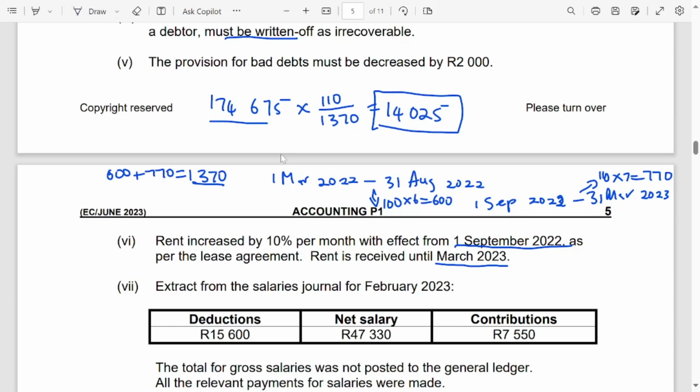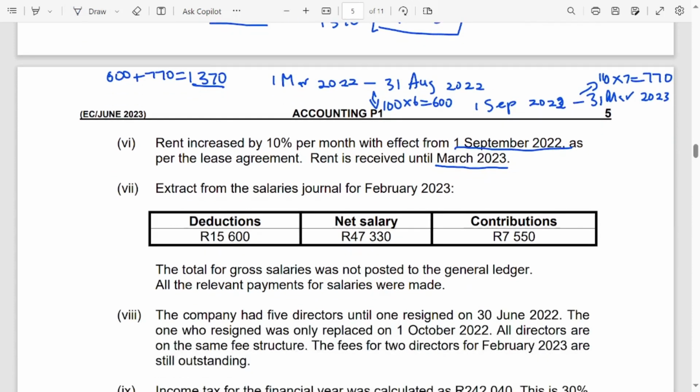From figure 7, extract from the salaries journal for February 2023. So we are given deductions, net salary, and contributions. The total gross salary is made up of deductions and net salary. It was not posted to the general ledger. All relevant payments to the salaries were made, meaning that the payments were made. The only thing which was not done was to post to the general ledger.